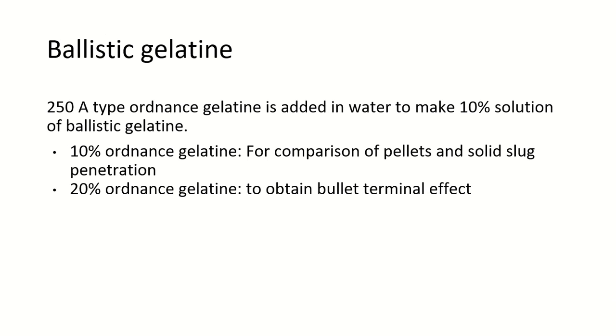Ballistic gelatin is the testing medium. So, how is it prepared? 250A type ordnance gelatin is added in water to make a 10% solution of ballistic gelatin. So 10% ordnance gelatin is used for the comparison of pellets and solid slug penetration, and 20% ordnance gelatin is used to obtain bullet terminal effect. So this is a testing material to test the effect of the bullet.